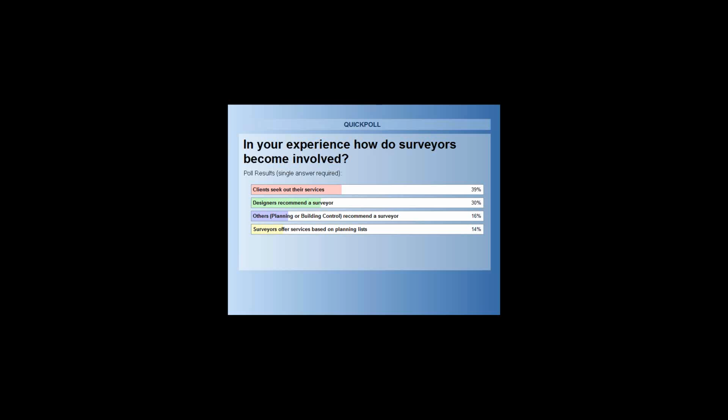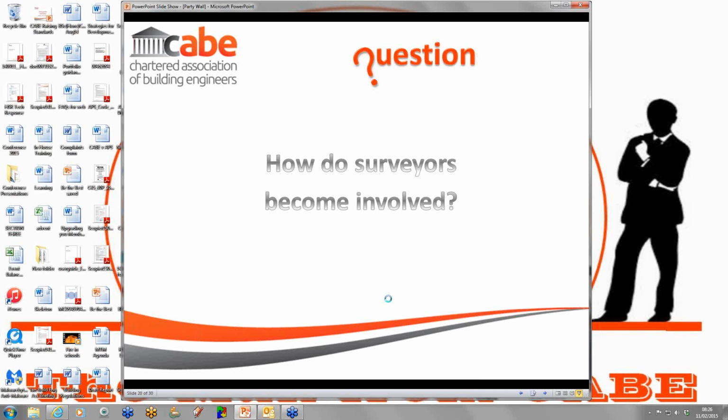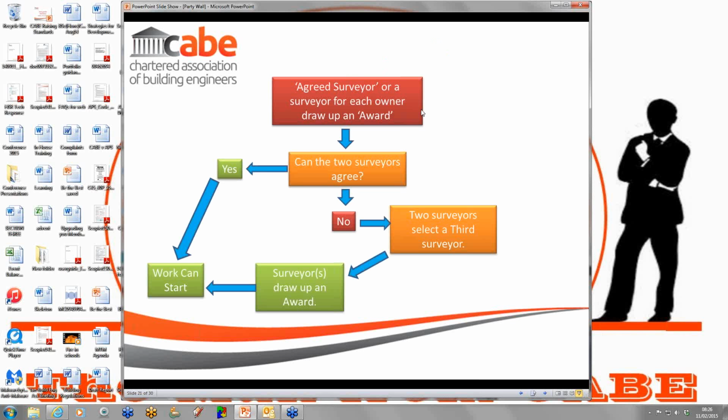In terms of once we get the surveyor or the two surveyors involved, if there's an agreed surveyor or surveyors acting for each owner, they will draw up an award, which is basically a process to look at what's going on and, if necessary, what compensation is there, that sort of thing. Now, if the two surveyors can agree, that's fine, the award can be agreed, we can move forward and start the work. If the two surveyors can't agree on the content of an award, then a third surveyor has to be obtained to feed into this process and arbitrate between the two.